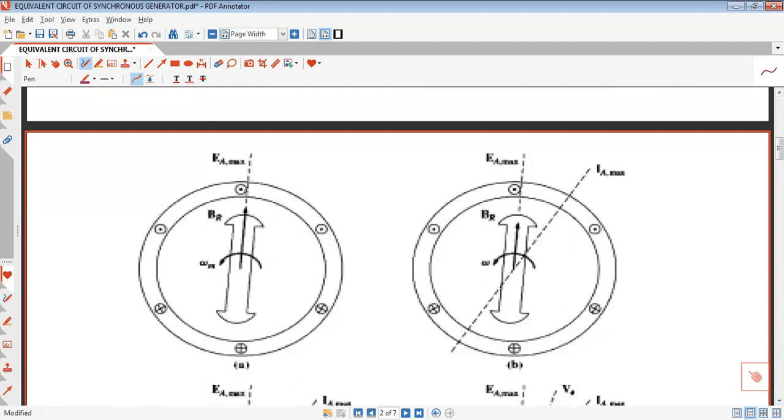This is our one phase, that is this phase, and this constitutes one phase. This one and this one constitute another phase. This one and this one constitute another phase. A three phase alternator is there.